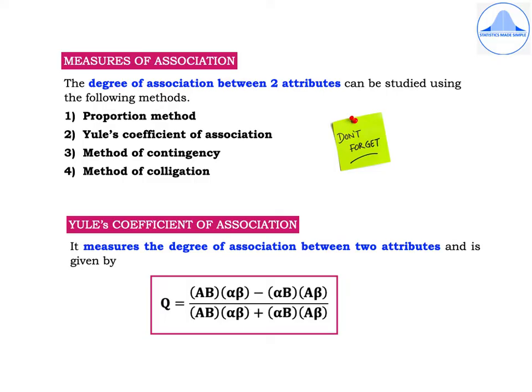Now if you look at the formula, it is easy to remember. The numerator is the cross product of the terms marked with a pink line, that is AB into alpha beta, minus the cross product of the terms indicated by the blue arrow, that is alpha B into A beta. A similar expression comes in the denominator with the plus sign.